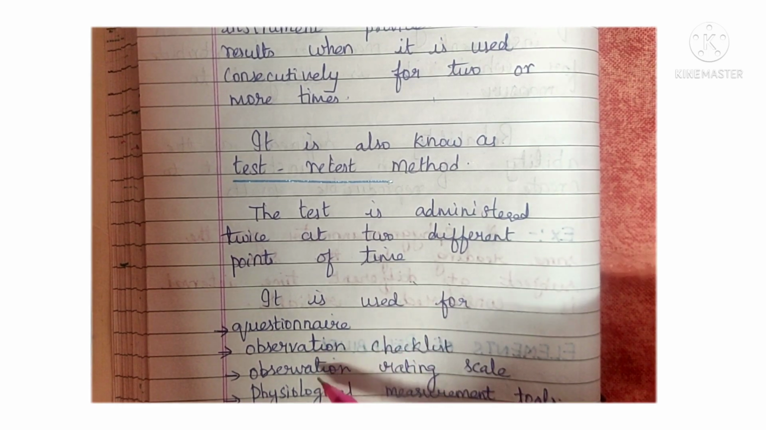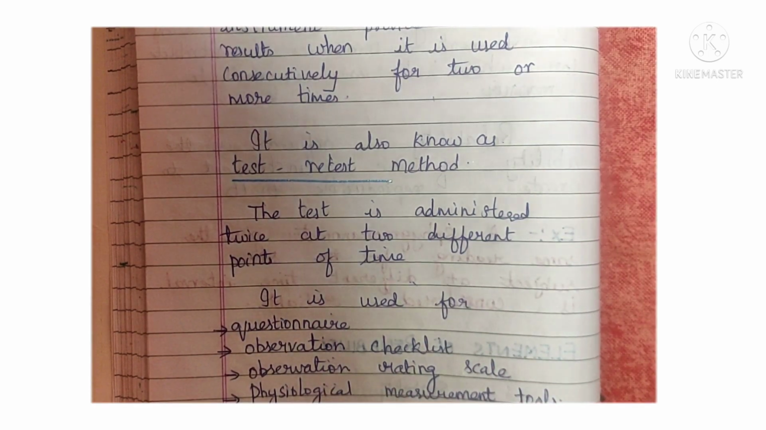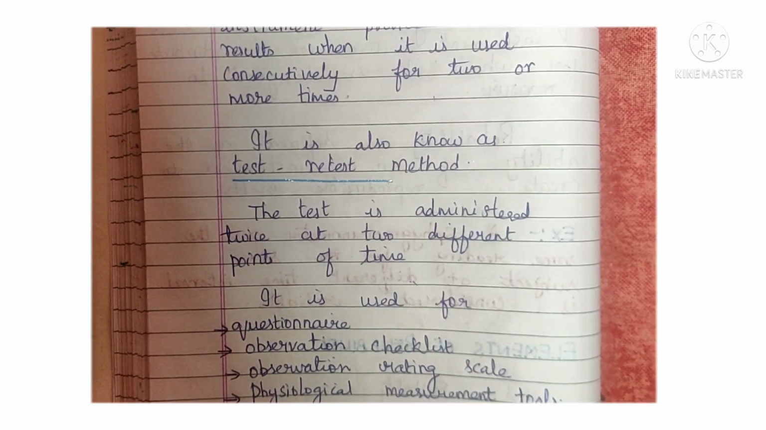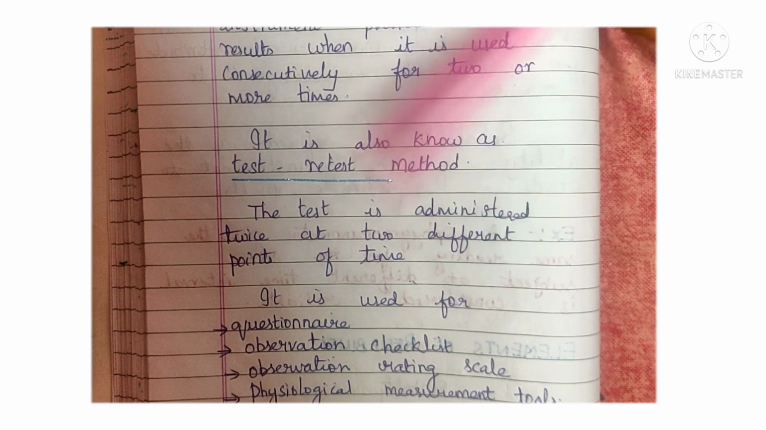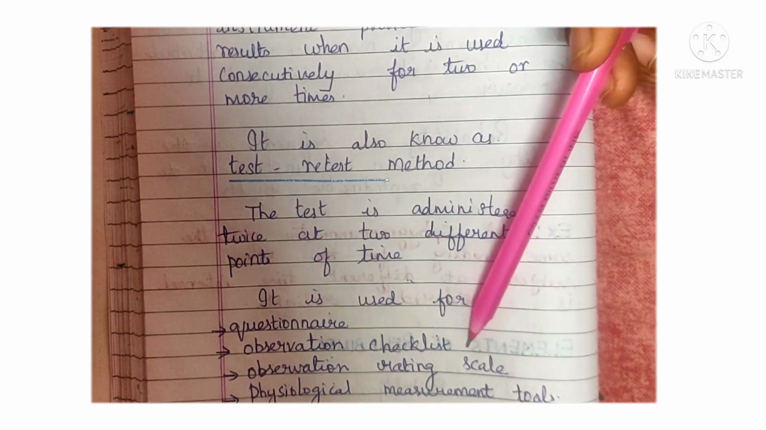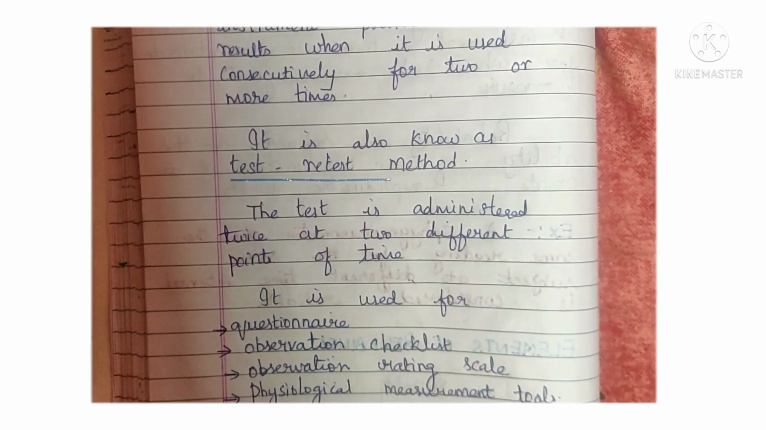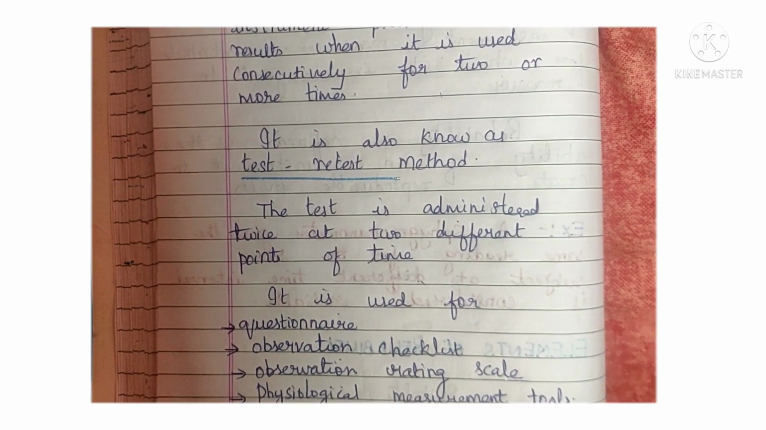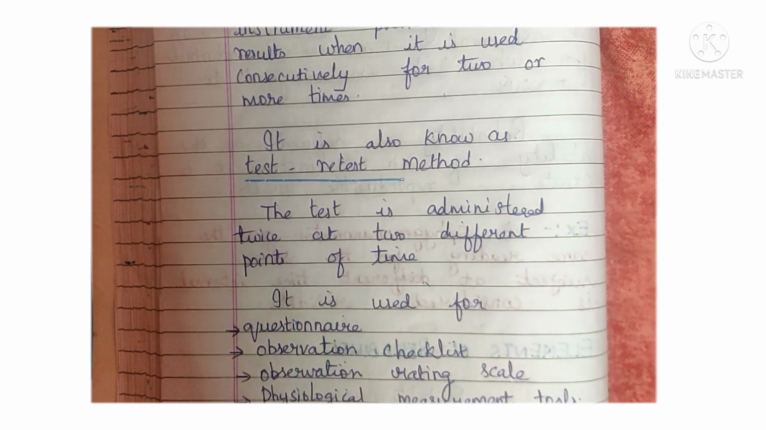Next, it is used for questionnaires, observation checklists, observation rating scales, and physiological measurement tools. So wherever the stability test-retest method is used, it is for instruments like questionnaires, observation checklists, observation rating scales, and physiological measurement tools like BP apparatus, pulse oximetry, and so on. You have so many biophysiological methods, no? So that comes here.